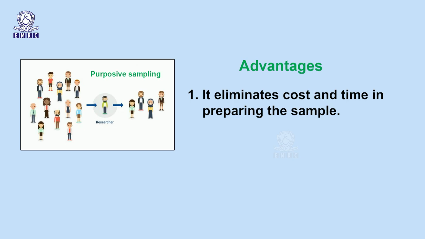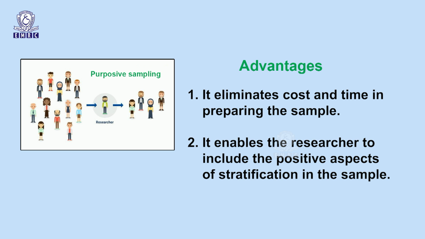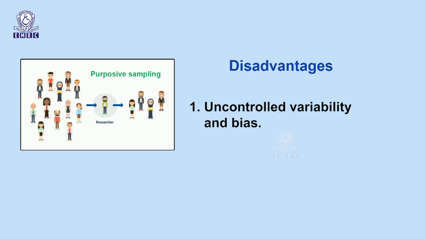Advantages of purposive sampling. The first advantage is that it eliminates cost and time in preparing the sample. It also enables the researcher to include the positive aspects of stratification in the sample. But this sampling method also has its own disadvantages. The first one is, in this method, there is uncontrolled variability and bias.